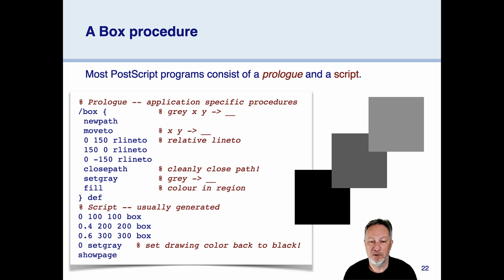Now we have our script. We say 0, 100, 100 box. That will put a black box at position 100 and 100. Then we have 0.4, 200, 200. That will draw a new box slightly to the right and above with a grayscale of 0.4. And finally, we have a lighter box, again to the right and above, with a grayscale of 0.6. Finally, we set the grayscale back to 0 so that we continue drawing anything in the future back in black.